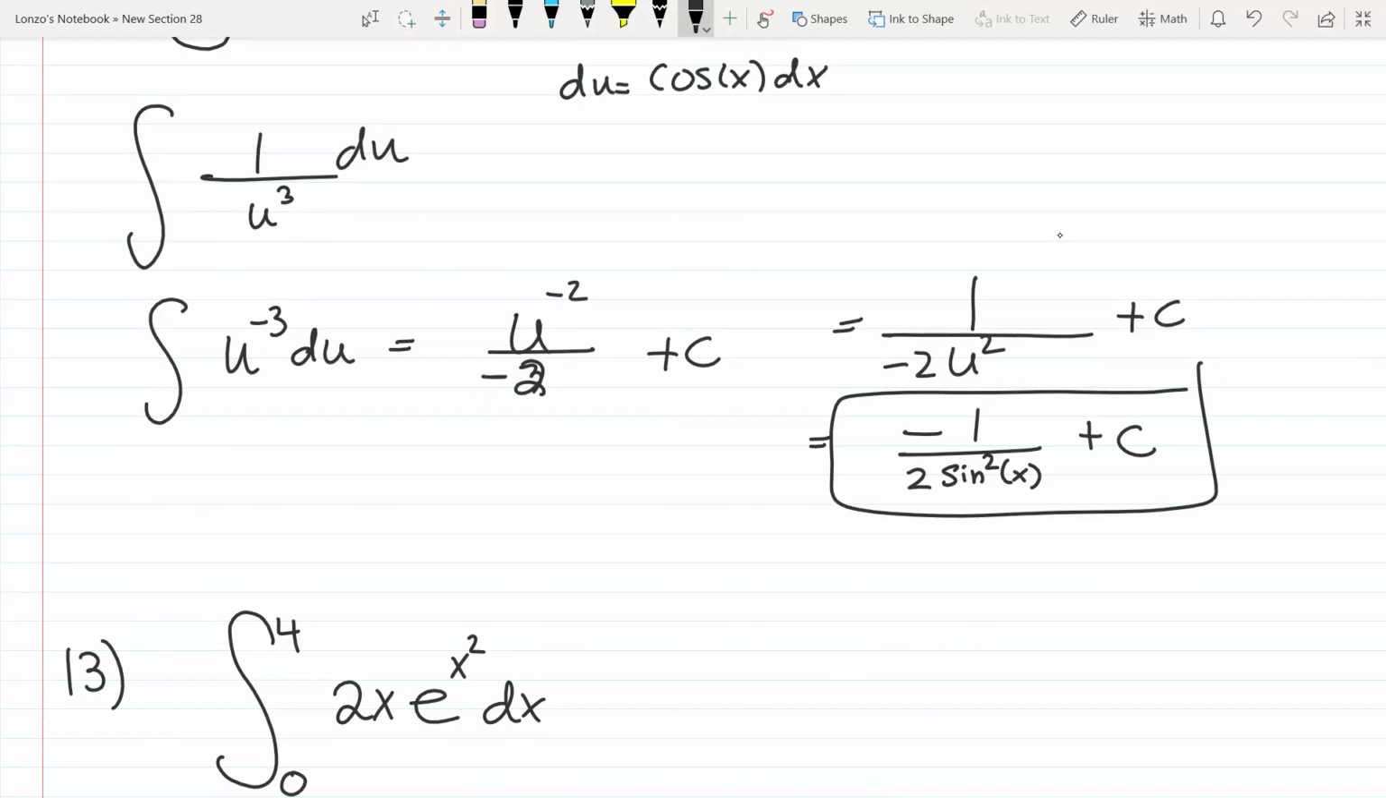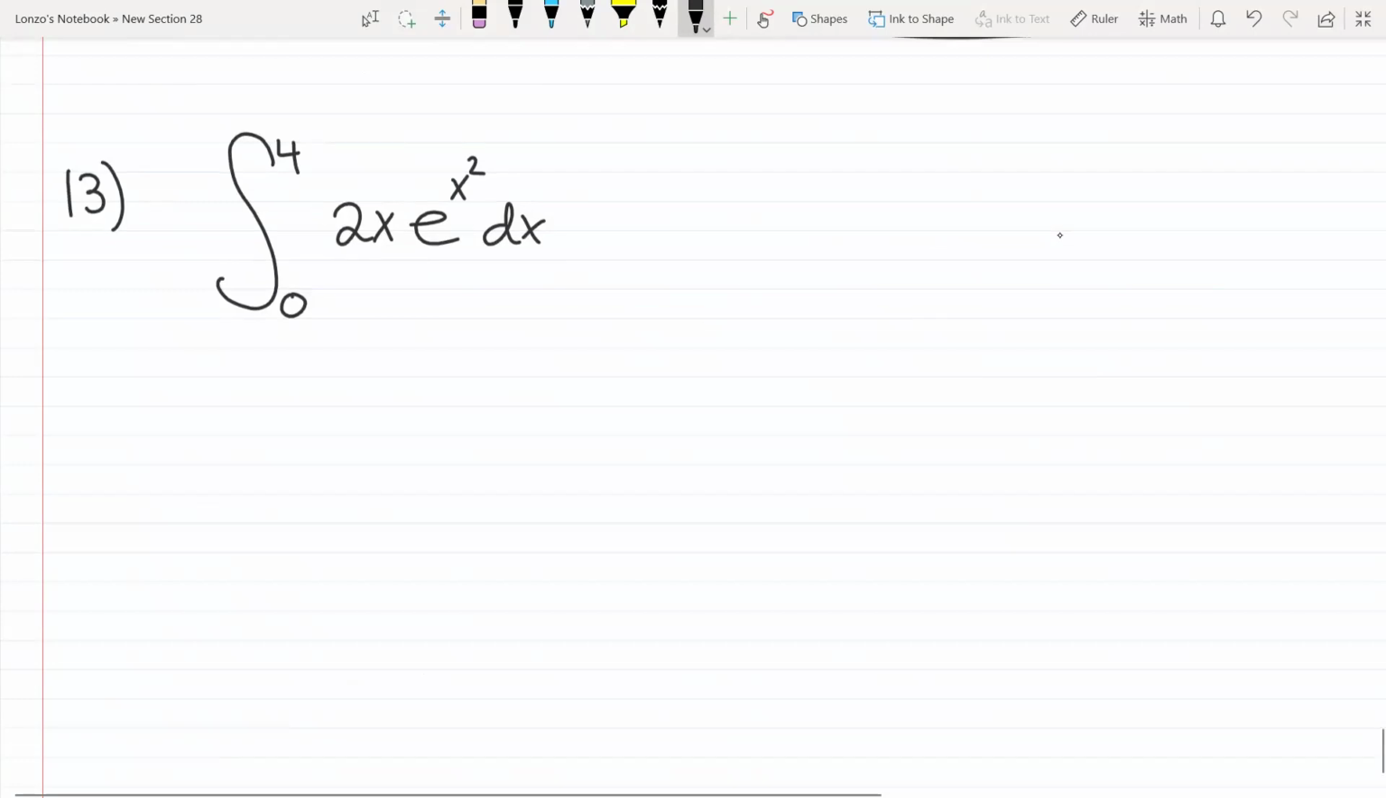Okay, last one. Integration from 0 to 4 of 2x e to the x squared dx. I don't think I'll take out this 2. I think I'm going to use my u substitution as x squared. So my du would be 2x dx. It comes out nicely because if I took out this 2, I would have to get rid of it. So I'm just going to keep it.